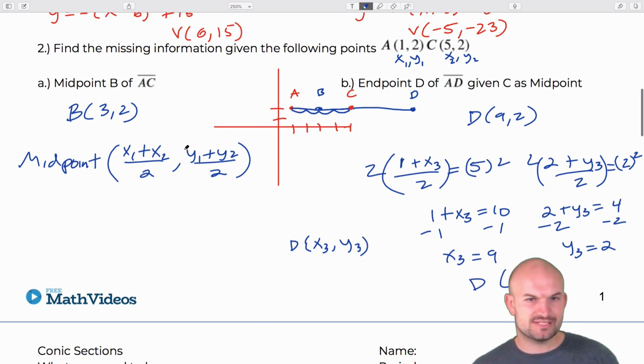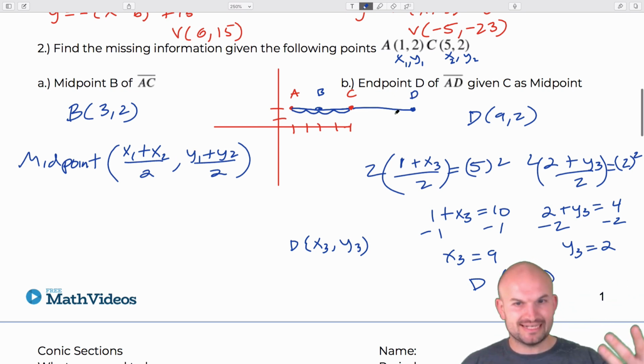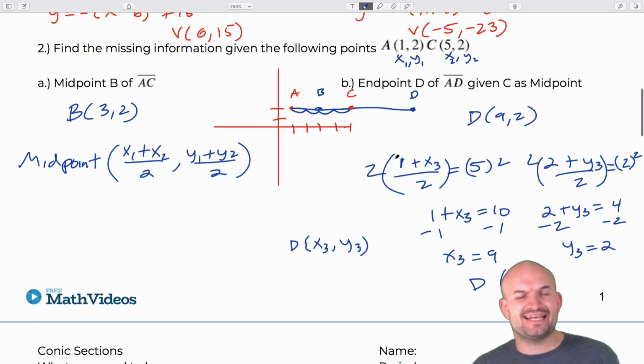So you can see the difference. Obviously, finding the midpoint is very easy, just using the formula or looking at that visual. And then it gets a little bit tricky algebraically when you're given an endpoint and a midpoint.